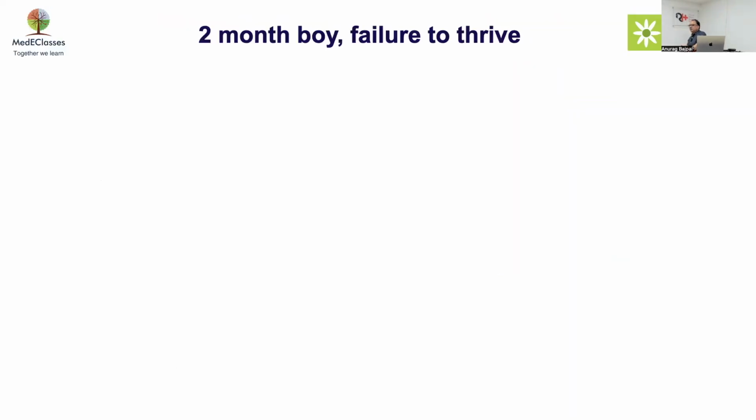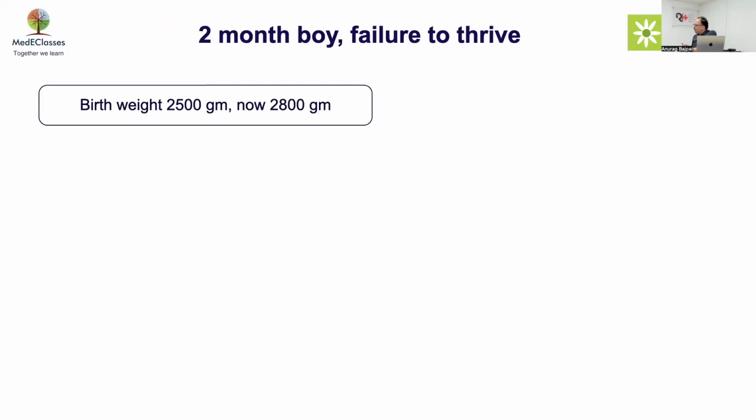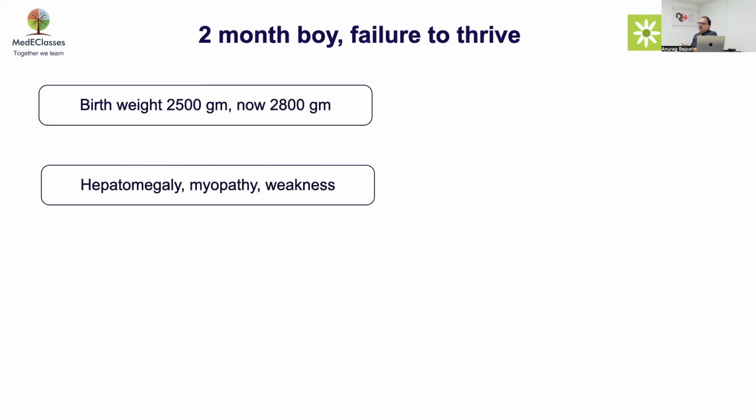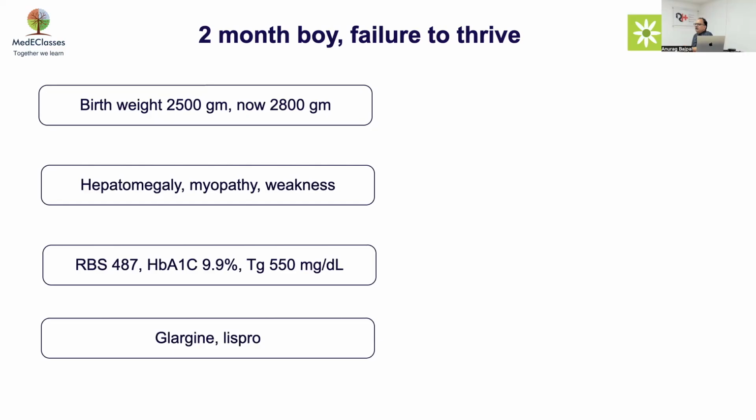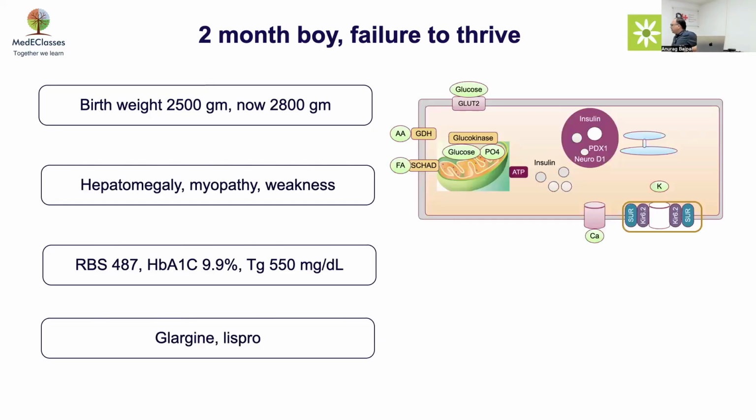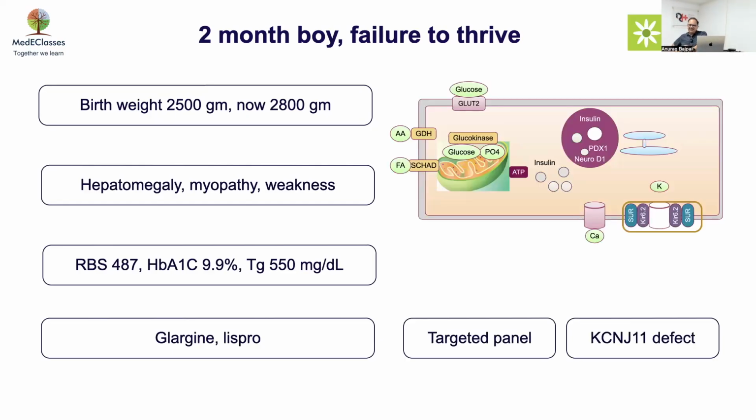2-month-old boy with failure to thrive. Birth weight is 2500 grams, weight is not increasing, has got liver enlargement, muscular weakness, and myopathy, has got diabetes. So, which genetic defect can cause this diabetes? And we discussed the same, that the same potassium ATP channel defect, if it is having an activating form, will cause this diabetes. If it's inactivating, you can have hypoglycemia. So again, it's majorly a problem of insulin release.